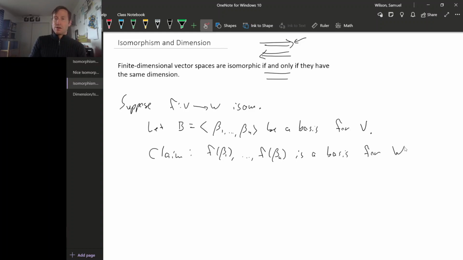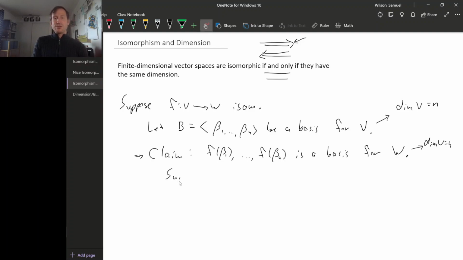for W. If I can prove this, then we're done, because if we wrote down this basis for V, this means the dimension of V is n. Well, if I can prove that f of beta 1 through f of beta n is a basis for W, that will mean that the dimension of W is n, because we have a basis with n elements. So if I can prove this claim, then we're done. So let's prove it. What do we need to prove to show that this really is a basis for W? Well, we have to show that it spans W, and we have to show that it's linearly independent.